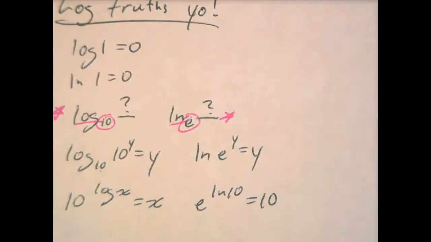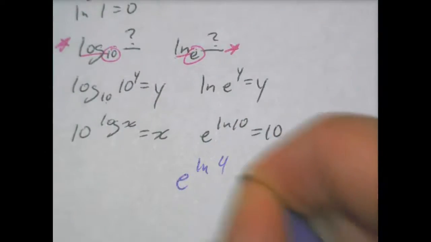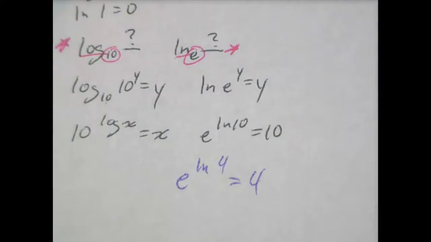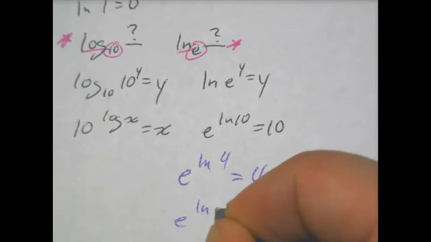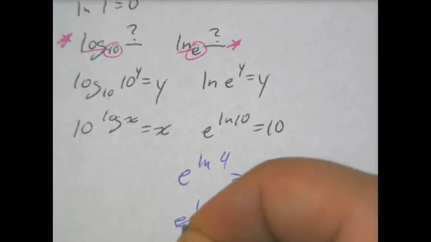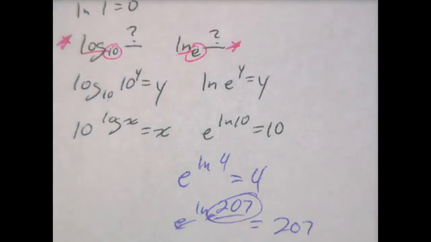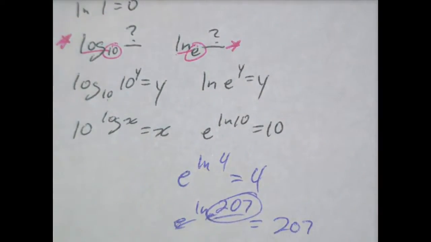It would also go if we had e to the ln 4. This should just be 4. Or e to the ln 207. This should just be 207 because the bases are the same. They don't really go away, but I just know they're equal to the number on the inside. Cool. Let's do some more problems.